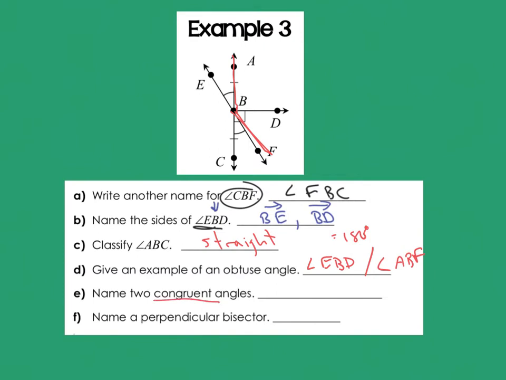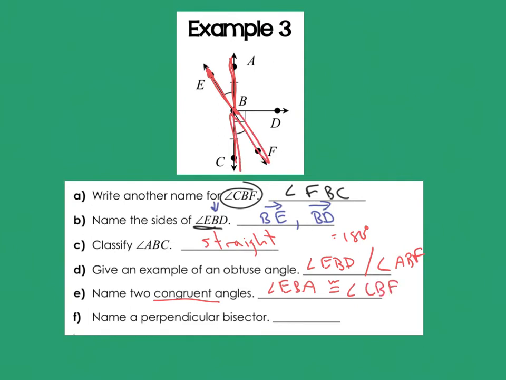Name two congruent angles. All right, so I said that we had this angle here and this angle here were marked congruent with those arcs. So we just need to name those angles. That's starting at E, going towards B, up to A. So angle EBA is congruent to angle CBF.